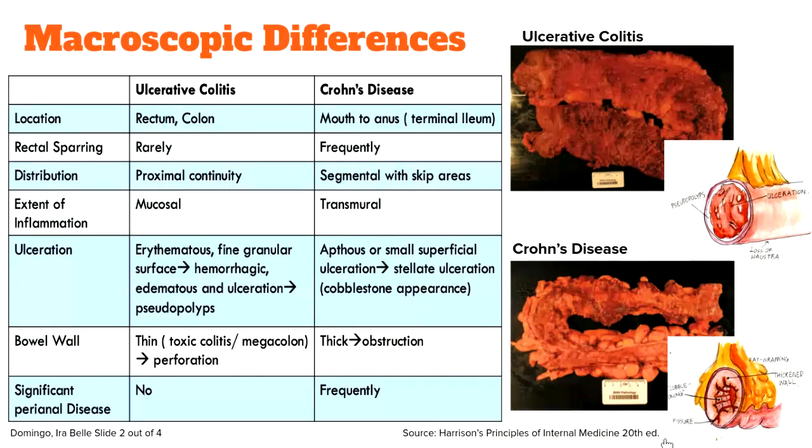Now, why will there be obstruction in Crohn's? Next question first. So perforation can be seen in both. How about obstruction? Can you see obstruction in UC also? Can patients with UC present with symptoms of intestinal obstruction?